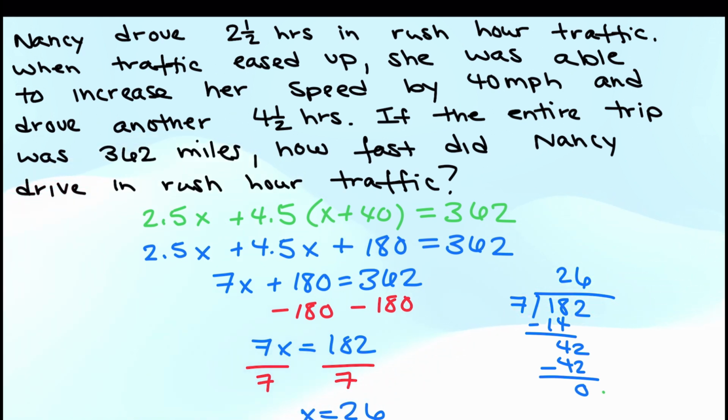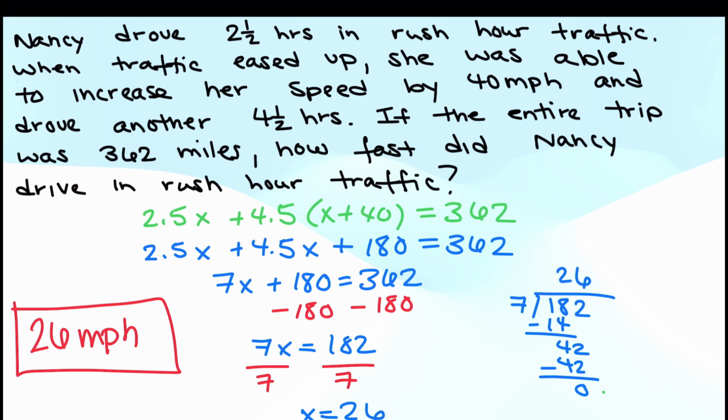All right, is this what they were asking for? They asked, how fast did Nancy drive in rush hour traffic? And if you go back to that original table, the x did stand for the speed in rush hour traffic. And so my answer is 26 miles per hour. If they asked how fast did she travel in the second half of the trip, later in the trip, not in rush hour, we could take x plus 40, and that's 66 miles per hour. But they only asked for the rush hour speed, so the answer is 26 miles per hour.